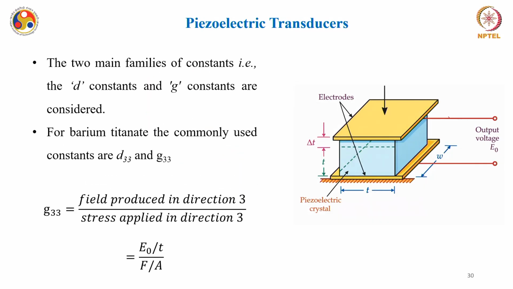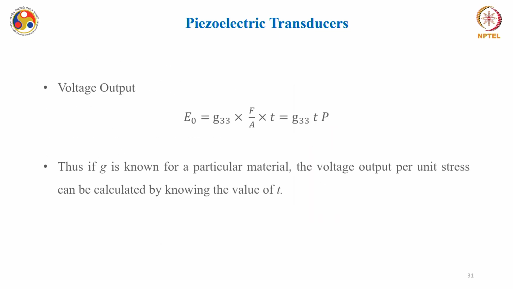Both the coefficients are very crucial for a piezoelectric material, okay. So two main families of constants, D constants and G constants, are considered for any piezoelectric transducer design, okay. So for example, for barium titanate, the commonly used constants are D33 and G33, where G33 is equal to the field produced in direction 3 divided by the stress applied in direction 3, or E naught by T divided by the stress, which is force by area, okay. And the voltage output is equal to G33 into F by A into T. We have seen already that it is G33 into T into P.